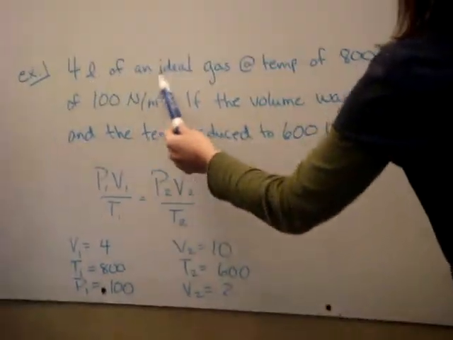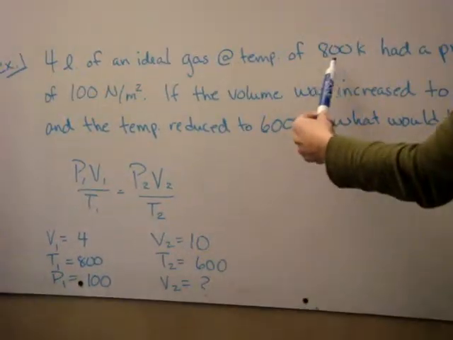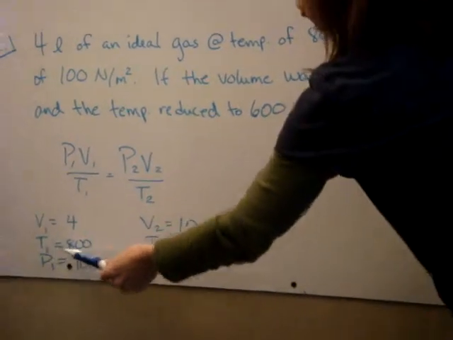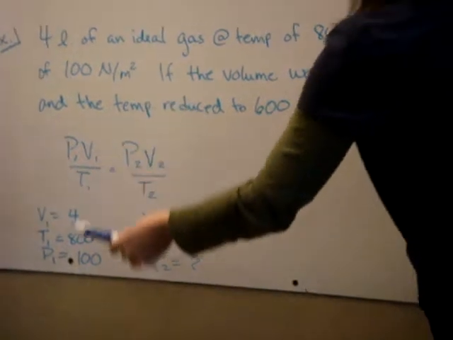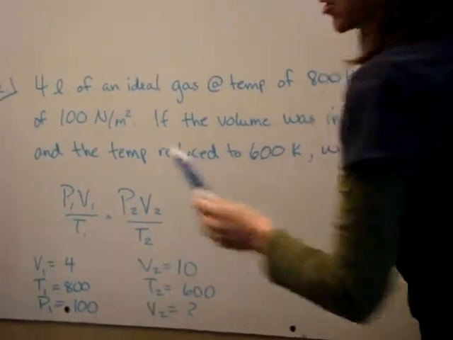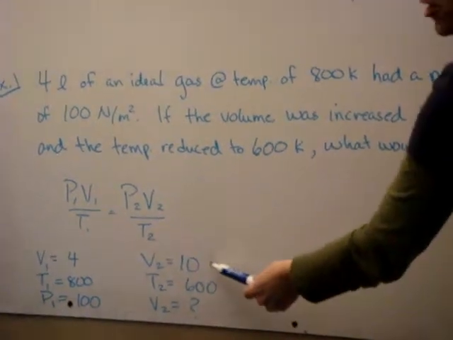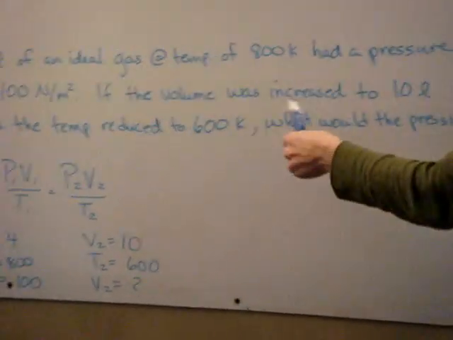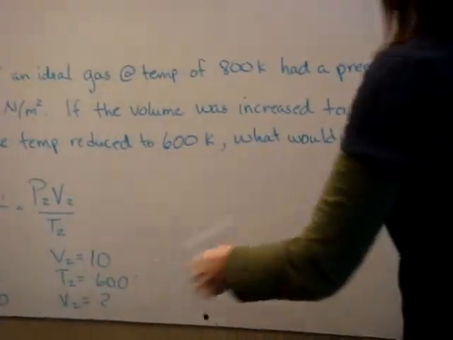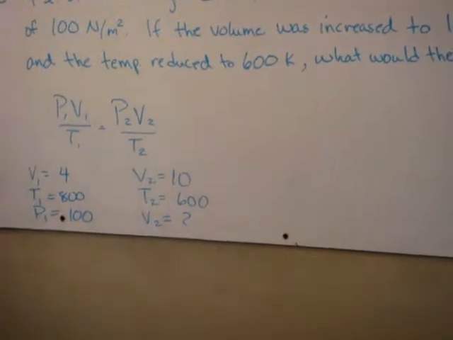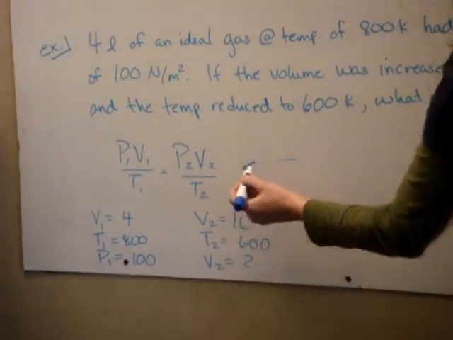So we start out with our volume 1. It tells us it's 4 liters, and volume is in liters, so we know that's volume. At a temperature of 800 Kelvin, so we know our temperature 1 is 800. Had a pressure of 100 newtons per meter seconds. So they tell us everything. Our pressure is 100. If the volume was increased to 10 liters, so our volume 2 is 10 liters, and the temperature was reduced to 600 kelvins, what would be the pressure? So that's what we don't know. This is kind of like freeing the variable. So we're going to fill in everything that we know and free the variable.